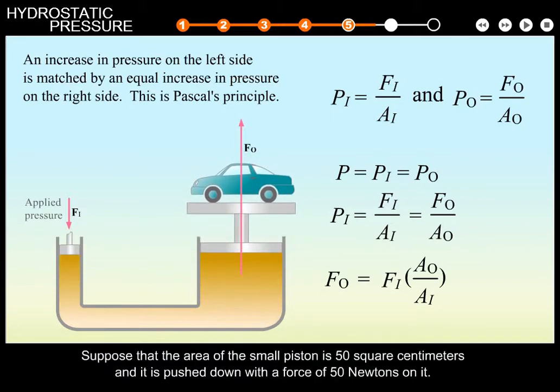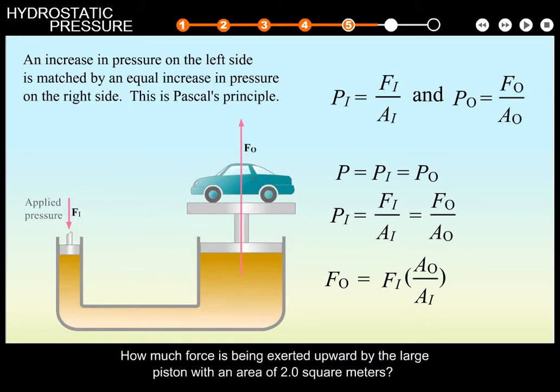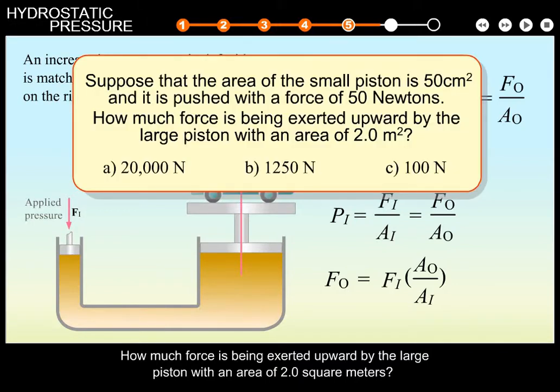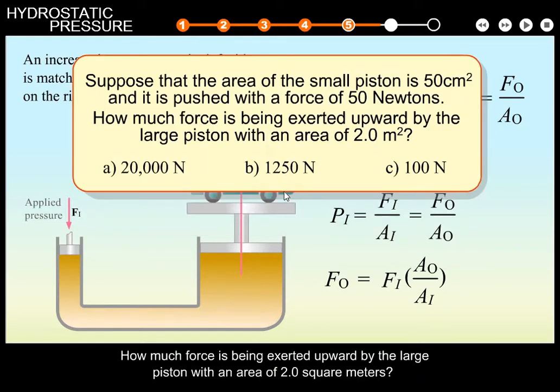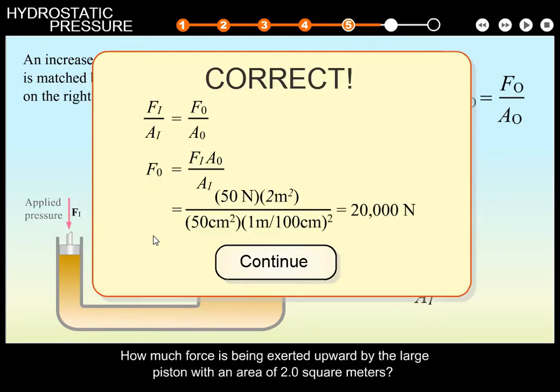Suppose that the area of the small piston is 50 square centimeters and it is pushed down with a force of 50 newtons on it. How much force is being exerted upward by the large piston with an area of 2.0 square meters? Try again. Correct.